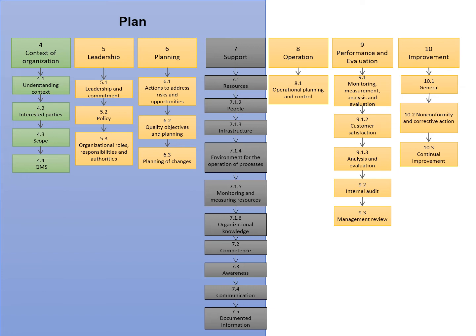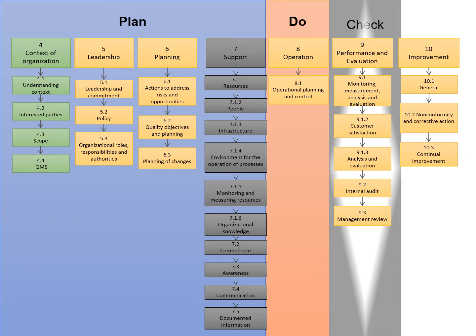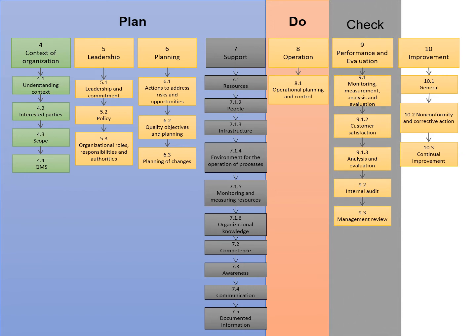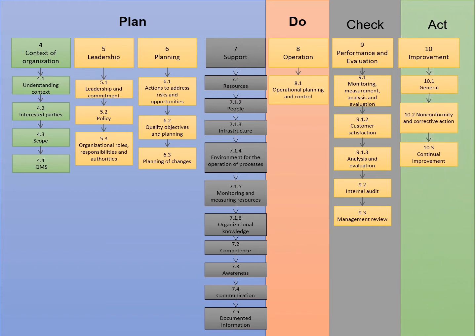So the combination of clauses 4, 5, 6, and 7 is what is called the phase of plan, and clause 8, which talks about the operation, comes under the category of do. Clause 9, which talks about the performance and evaluation, comes under the category of check. And then the final clause 10, which is basically an improvement clause, comes under the category of act. So this is how the complete ISO 9001 2015 standard follows the PDCA cycle, and PDCA is basically used for improvement in the process.